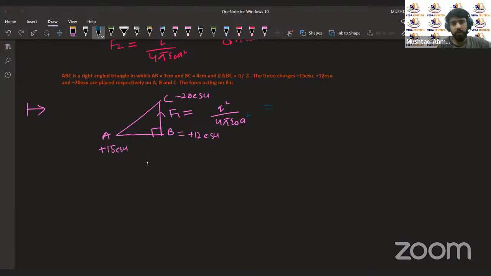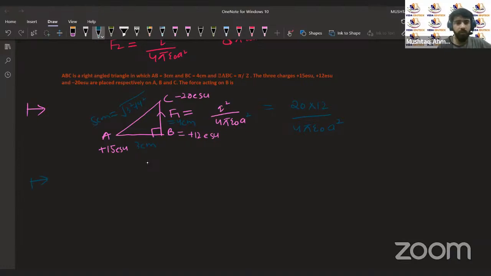We have been given the charges as minus 20 ESU and plus 12 ESU, so it will be 20 into 12 upon 4 pi epsilon naught A square. The value of side BC is given as 4 centimeter and side AB is given as 3 centimeter. So our side AC will be under root of 3 square plus 4 square, which is equal to 5 centimeter.